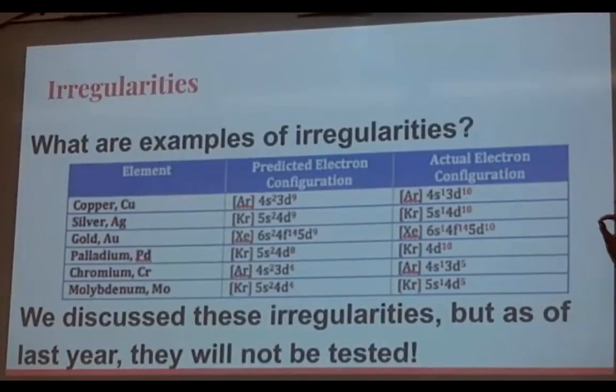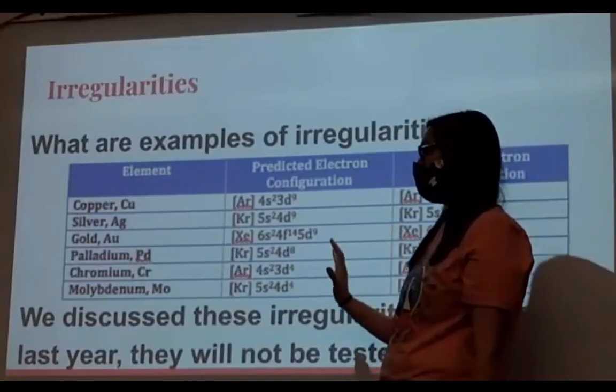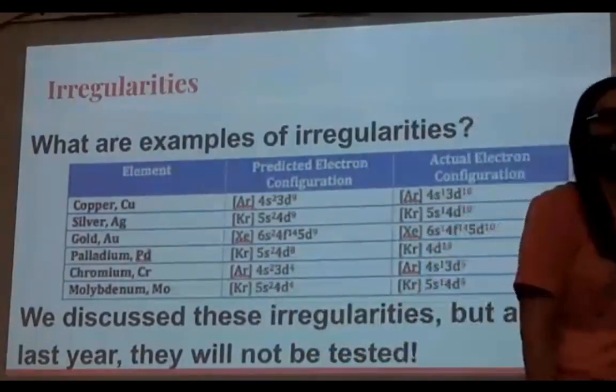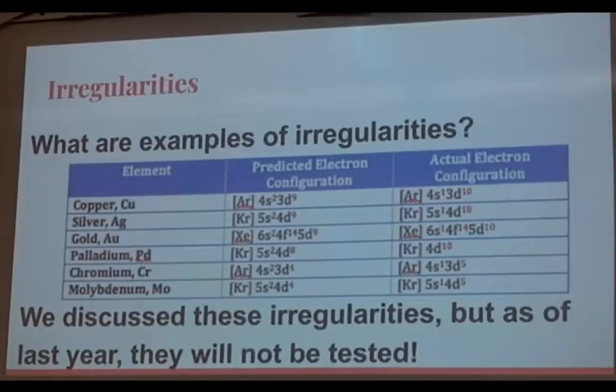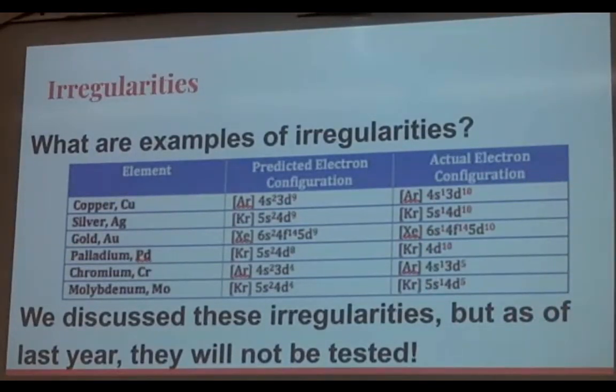Now, these are no longer tested. So if I ask you to write the configuration for palladium or for chromium, you write it just like you would based on the periodic table: s2d8. You do not have to know these anomalies anymore. Now Mastering might ask you for one or two of them, because Mastering goes on what it's supposed to be. But just know that you do not have to know these irregularities for quizzes and for tests. So it makes it a little bit nicer.